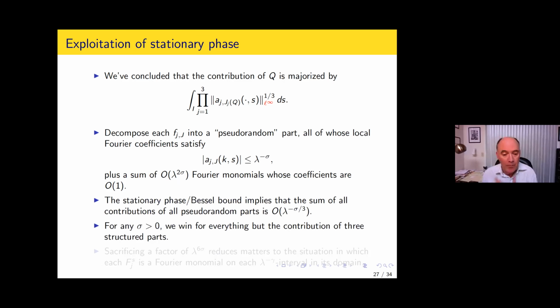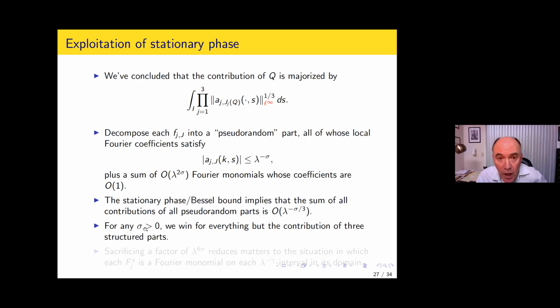Okay, and so the combination of stationary phase and Bessel's inequality gives me a sum for the contributions of all the pseudo-random parts, which is a negative power of lambda. So there we simply won. One just has to deal with the structured parts. Okay, so sigma is an exponent, and I haven't told you what it is. We just choose sigma to be a small positive exponent. We gain here a certain small negative power of lambda.